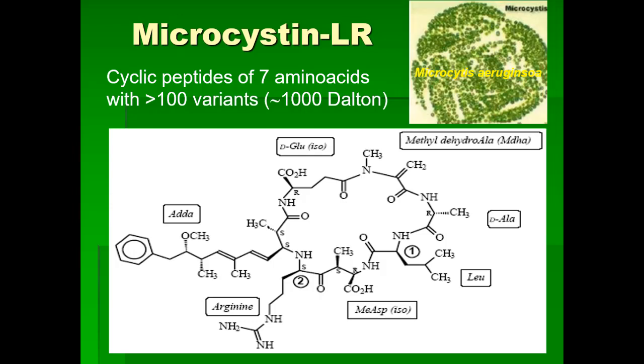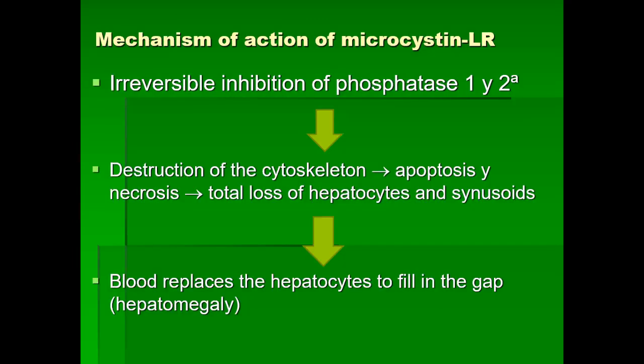The individual cells are approximately the size of a red cell, and the toxic principles are a group of similar cyclic peptides with about 7 amino acids, and up to 100 different varieties of these cyclic peptides have been identified. The mechanism of action is shown here, with the liver cells being the primary target because they are unique in that they possess specific transport carriers in the membranes, and that allows for the uptake of the toxin.